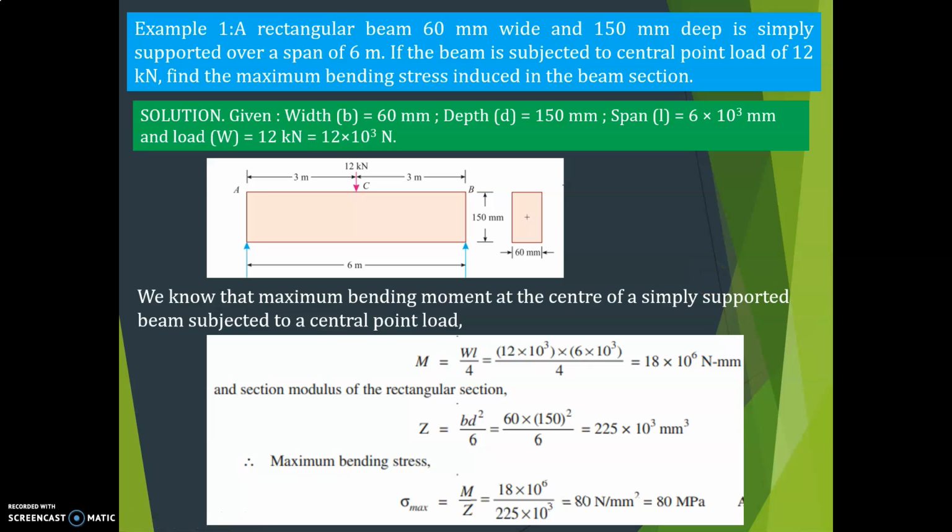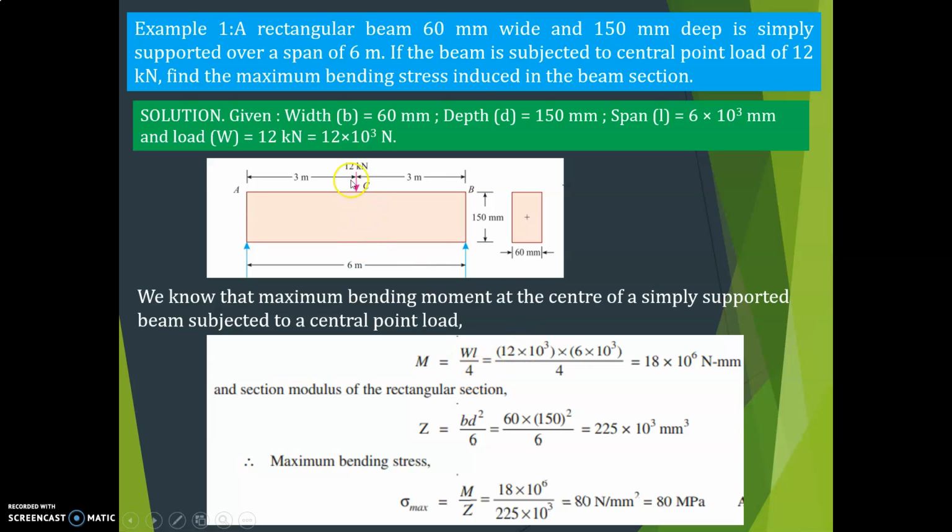So sigma is equal to M into y divided by I. So for that we required M. So how we will get M? M is equal to, this is a simply supported beam subjected to point load at the center. This I have explained while solving shear force and bending moment derivations. So M is equal to WL divided by 4.